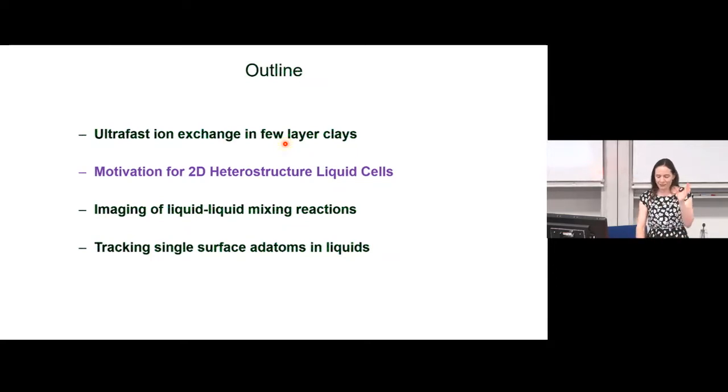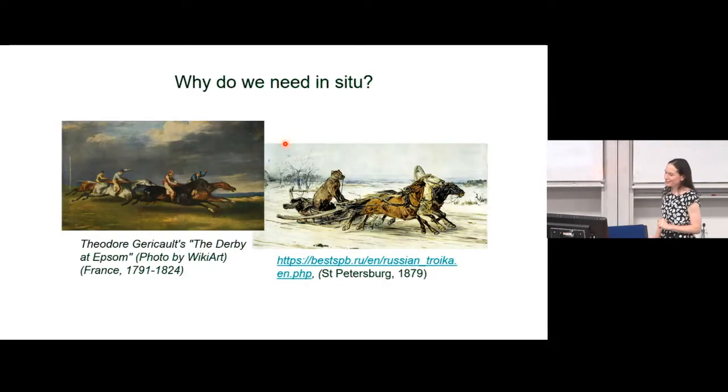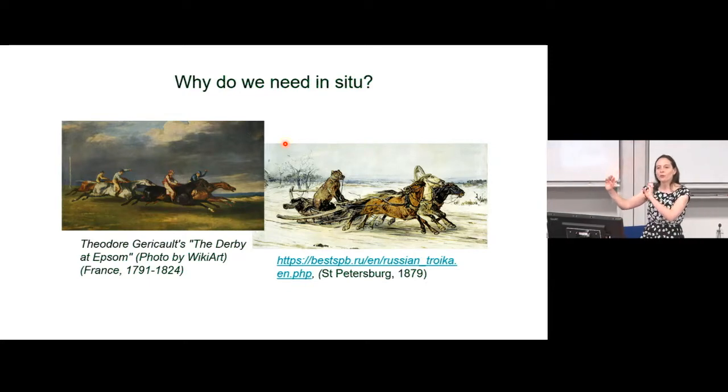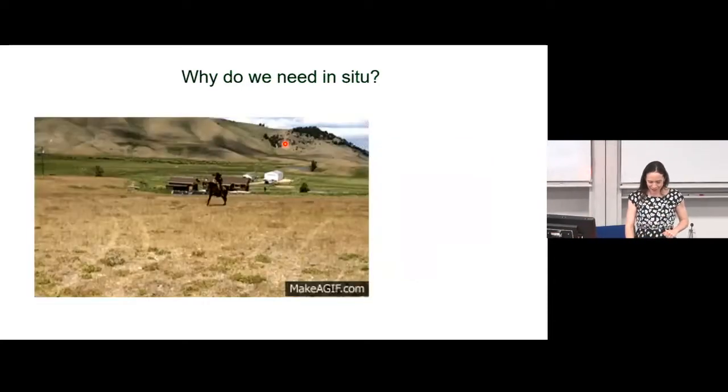Okay, so now we're going to move on to think about why we want to do experiments in liquid cells. And I'm going to use some analogies to wake us up a little bit. So back in the 18th century, people were drawing horses galloping. And it didn't matter whether you were in Russia or in France, horses were drawn with their front legs and their hind legs off the floor simultaneously, demonstrating how quickly they were moving across the ground. Only in Russia the bears were driving the horses, which is great.